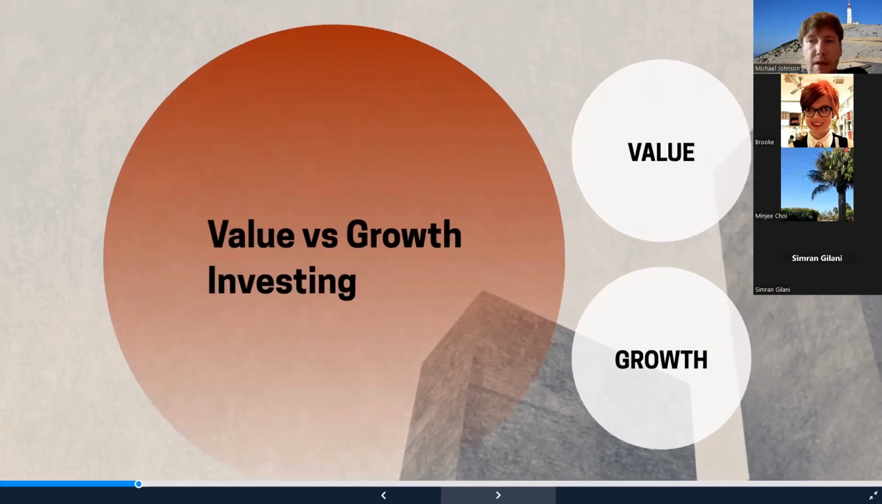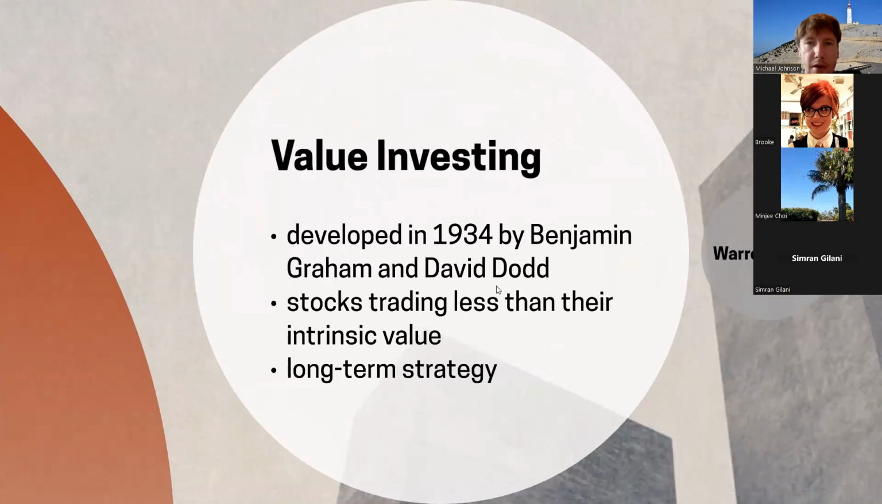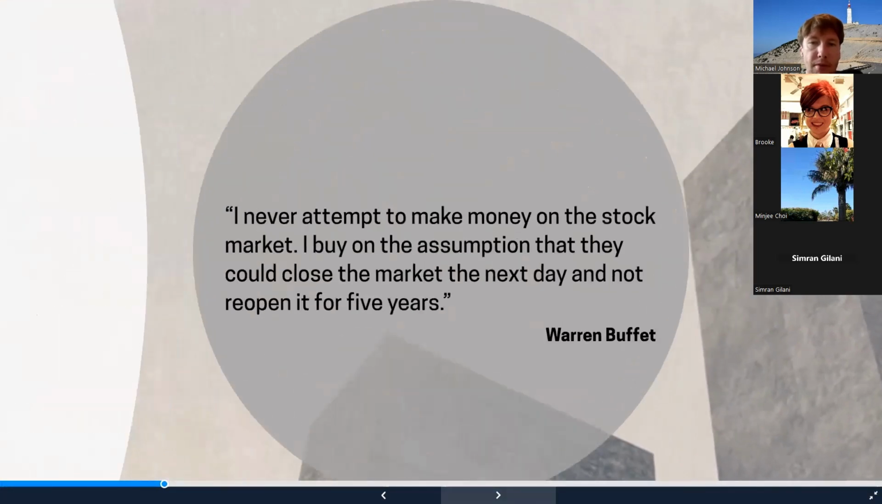So, value versus growth investing. Value investing was developed in 1934 by Benjamin Graham and David Dodd. Stocks trading less than their intrinsic value, you buy. It's a long-term strategy. Warren Buffett says, "I never attempt to make money in the stock market. I buy on the assumption that they could close the market the next day and not reopen it for 5 years." So that's his strategy: investing for the long term, don't buy and sell quickly, short term.